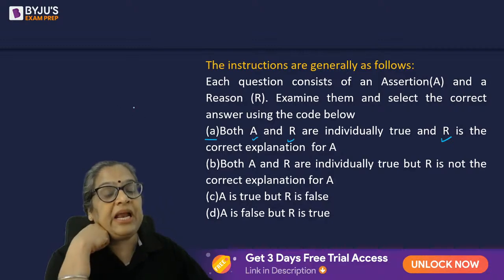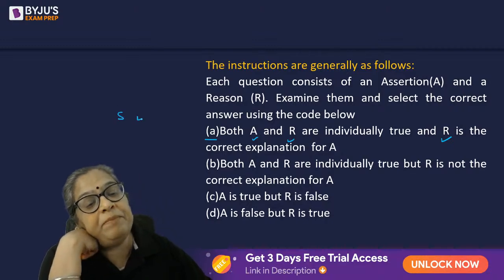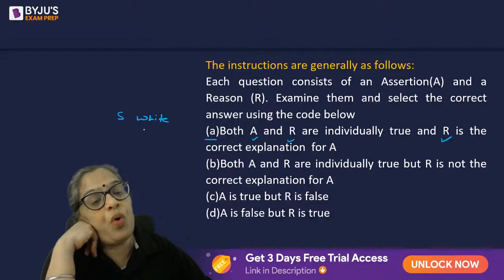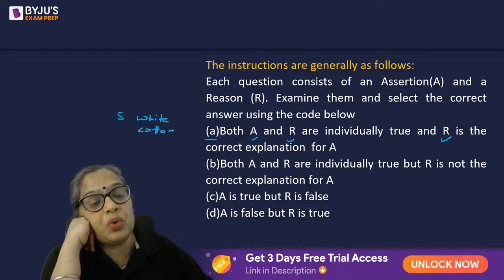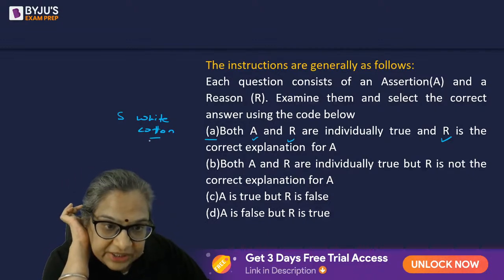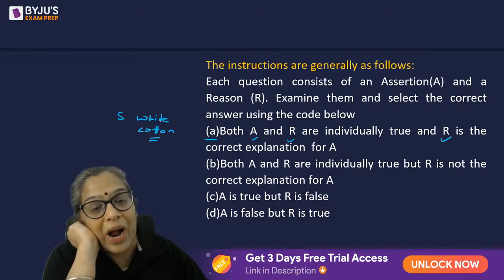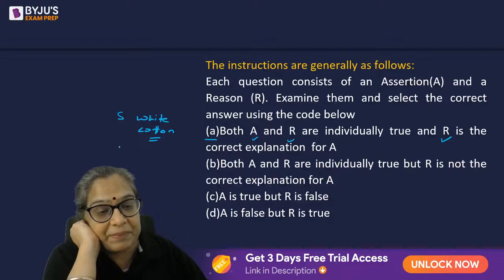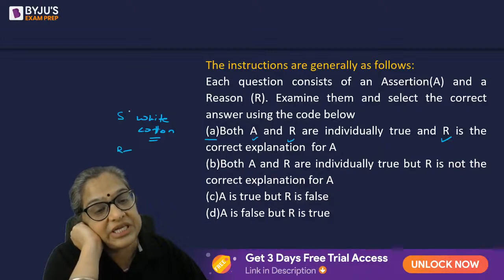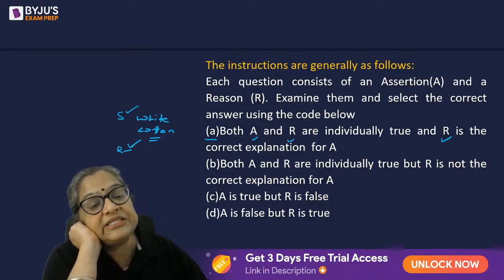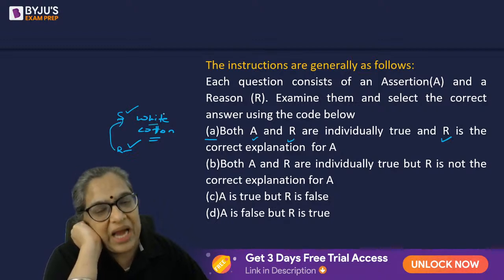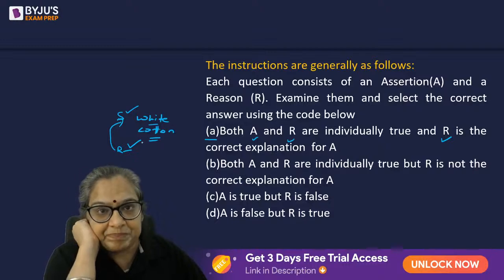For example, if I say in summer, people generally prefer white cotton clothes, and the reason says cotton allows sweat to be absorbed and white is considered cool for summer, then you'll say yes, this statement is right, and R explains why people wear white or light cotton clothes in summer.